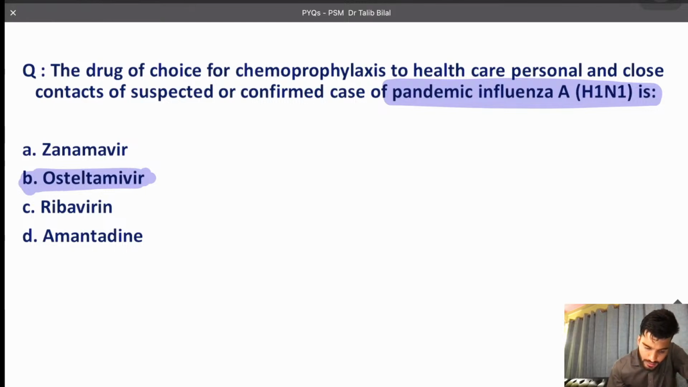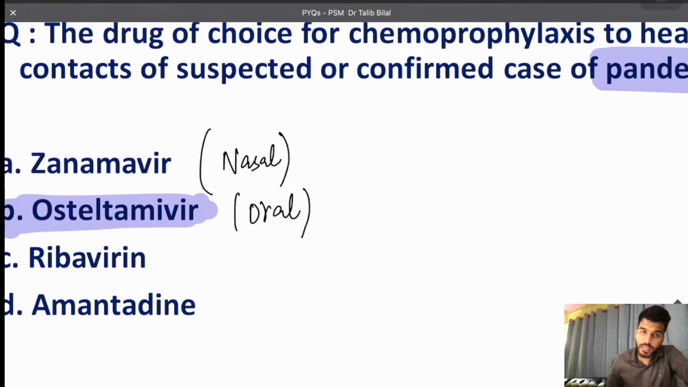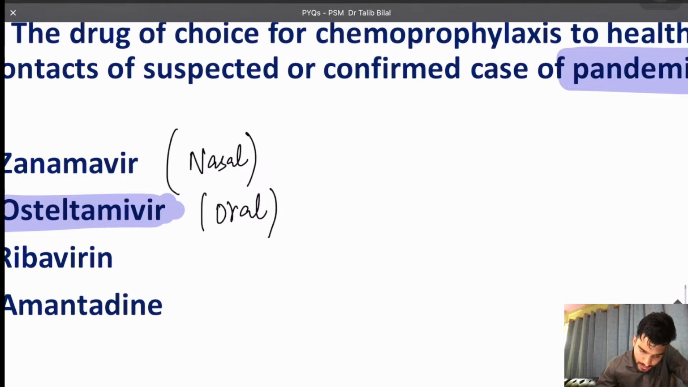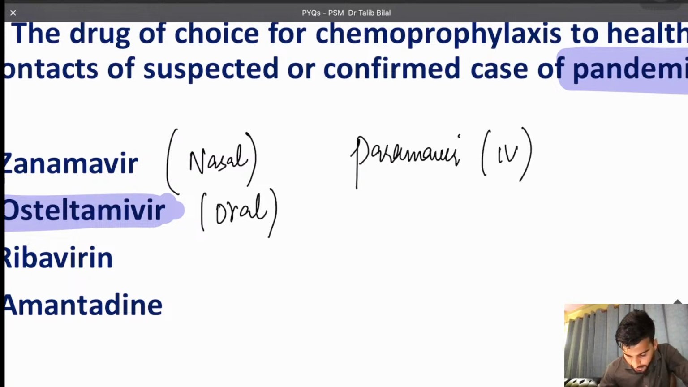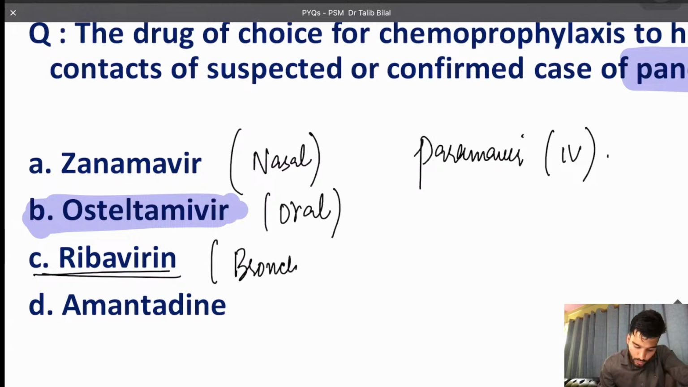Zanamivir is also used, but it is a nasal drug. Oseltamivir is an oral drug for influenza. We have an IV drug as well called peramivir, used IV. Now ribavirin is an aerosol drug, again used for RSV. RSV is causing bronchiolitis, and for bronchiolitis caused by RSV the drug of choice is ribavirin.